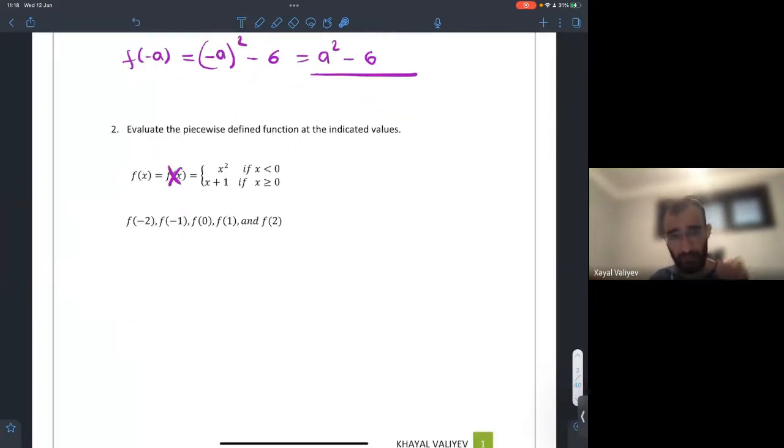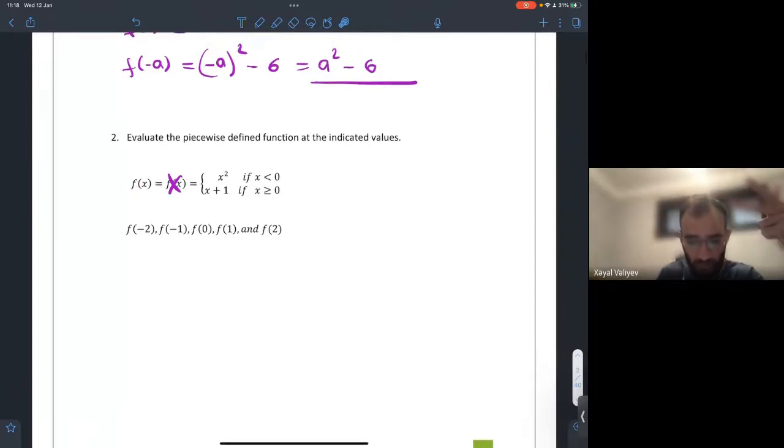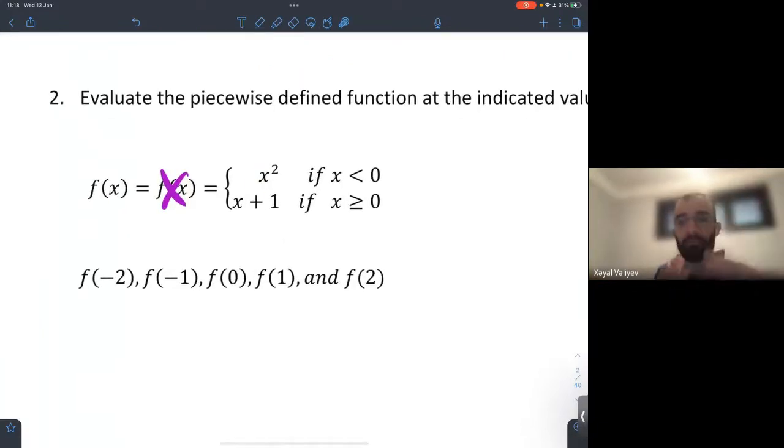What it says on the piecewise function is that f of x can be two different things. It can behave as x squared, or it can behave as x plus 1, depending on the input values you're giving. If the inputs are less than 0, f of x behaves like x squared, a parabola. If the inputs are greater than or equal to 0, the function behaves like x plus 1. So did you get my point?